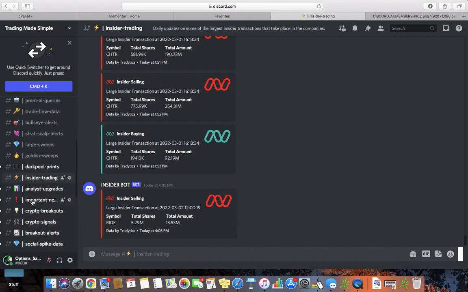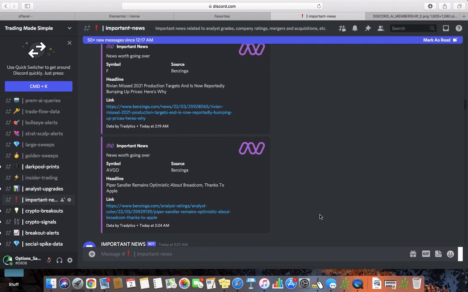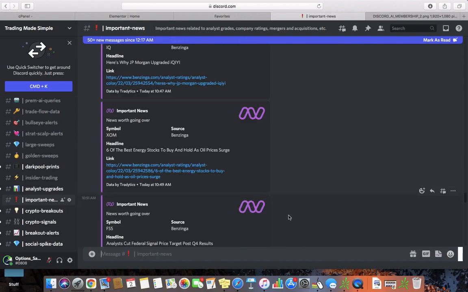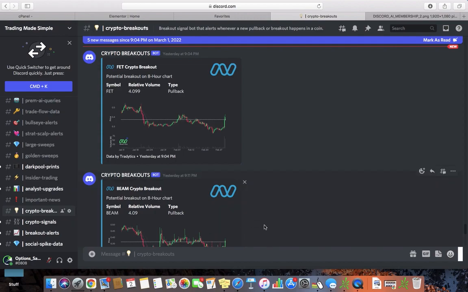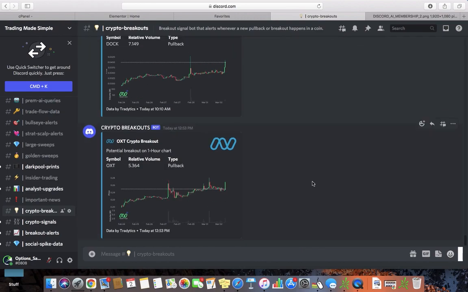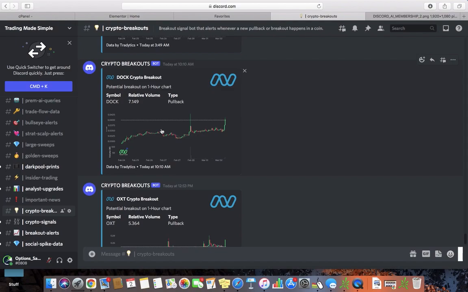So, analyst upgrades and downgrades, important news. I like how they actually have it listed. It's very clean and concise. The crypto breakouts are just like the regular alerts, but they come with a little chart, which is kind of nice, and they tell you what kind of chart analysis they've given this. So for this crypto breakout, they're letting you know that this symbol has a potential breakout on a 1-hour chart, and it's on a pullback right now. So that's, again, nice, right?